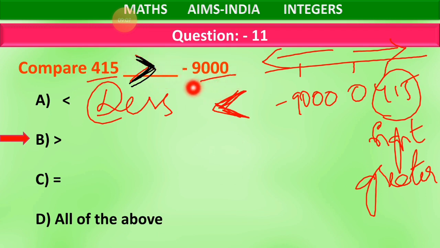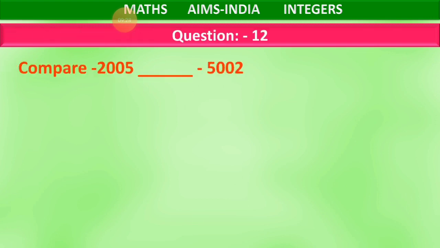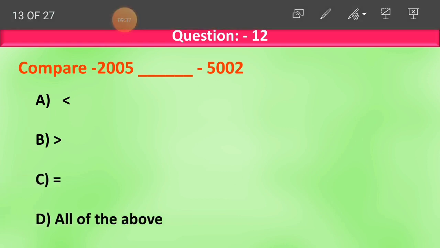Don't get confused that here we are having 9000 and 415, so 9000 is greater. No. This is a negative integer and all negative integers are always less than positive integers. Next question number 12. Compare minus 2005 and minus 5002. Again, option A less than, option B greater than, option C equal to, option D all of the above.